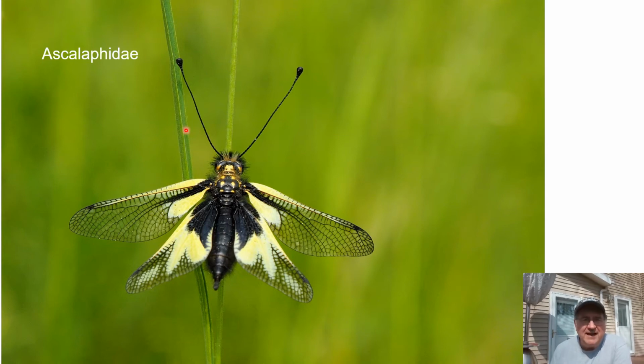So Ascalaphid adults are recognized by having these knobbed antennae. Remember I was showing you the antlion adult had the filiform antennae. These guys are characterized by these knobbed antennae. The wings, I mean, all neuropteridans have extensive wing venation, but these are kind of reminiscent, aren't they, of dragonfly wings here. It's in both the color patterns and in the extensive venation.